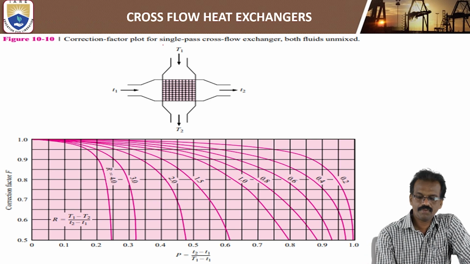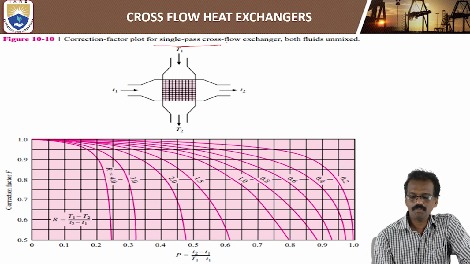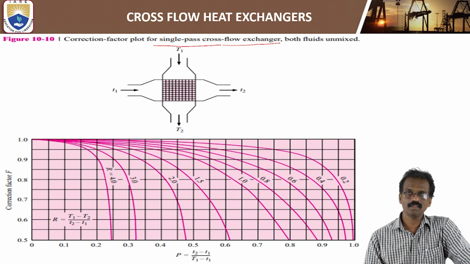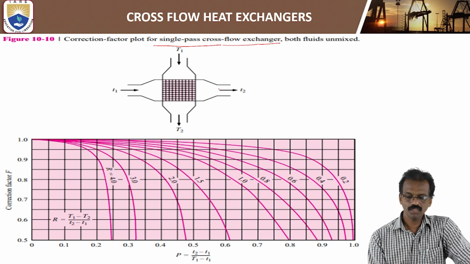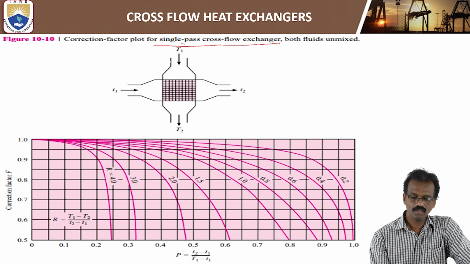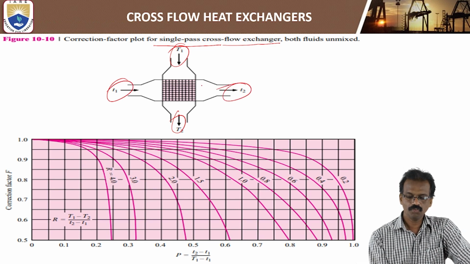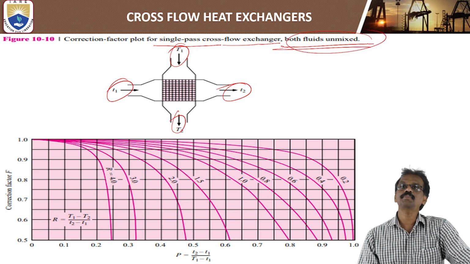Here is the correction factor plot for the single pass cross flow heat exchanger. The condition is that the flows are perpendicular to each other. The hot fluid is flowing vertically and the cold fluid is flowing horizontally. They are flowing in individual channels, so the hot fluid and cold fluid do not mix with each other. This condition is called both fluids unmixed.